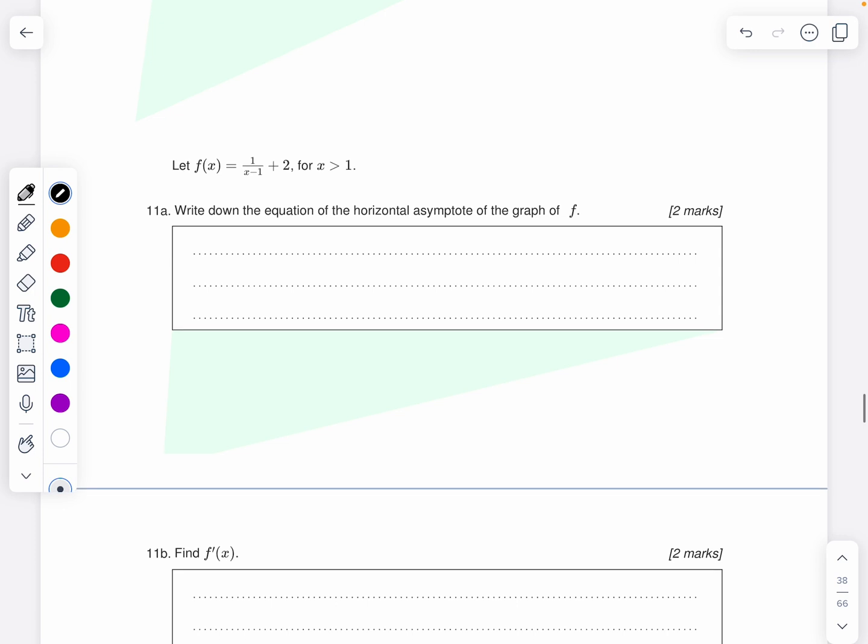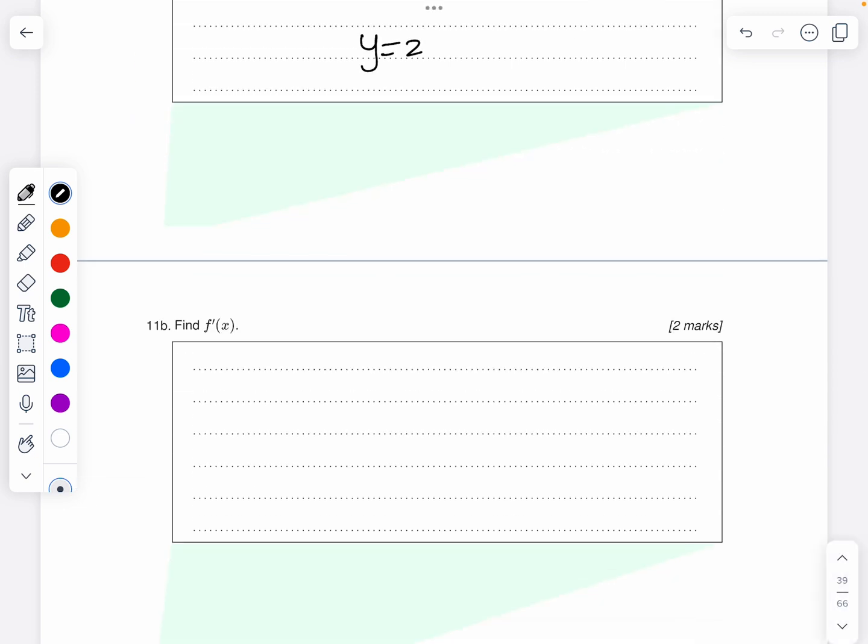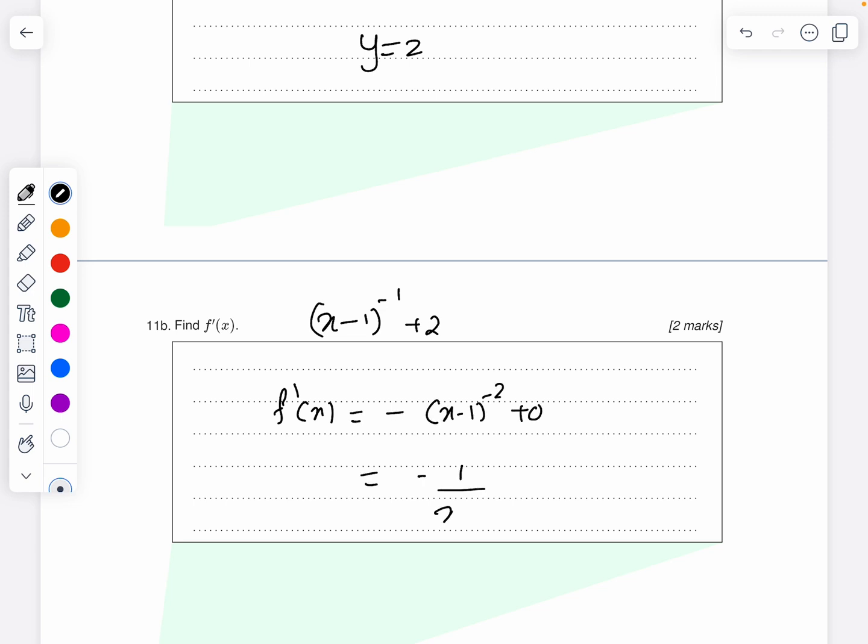Question number 11. Write down the equation of the horizontal asymptote. Horizontal asymptote will be y equals 2. Find f prime x. This can be written as x minus 1 whole to the power of negative 1 plus 2. So f prime x will become minus x minus 1 whole to the power of negative 2 plus 0, which is minus 1 over x minus 1 whole square.